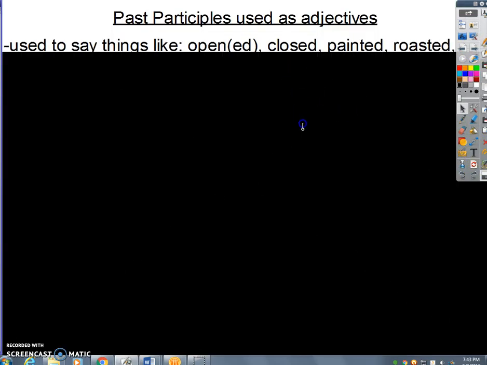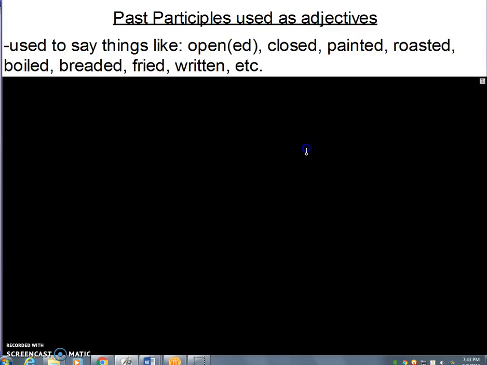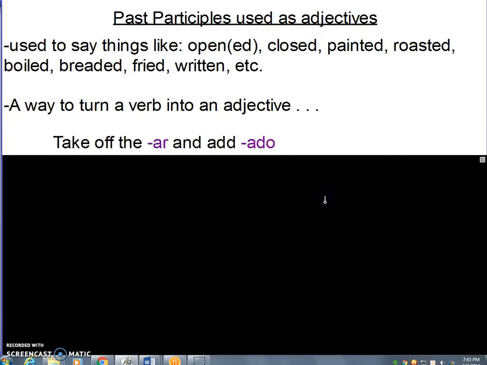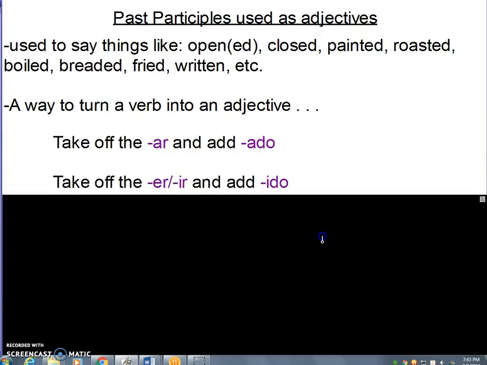Past participles used as adjectives are used to say things like open or opened, closed, painted, roasted, etc. And a past participle is a way to turn a verb into an adjective. It's real easy. You just take off the AR and add ado, and take off the ER or IR and add ido. You may remember present participles are a part of the way to say what someone is doing right now, and you take off the AR and add ando and the ER, IR and add iendo. Well, it's real similar, but these are past participles and it's just ado or ido.